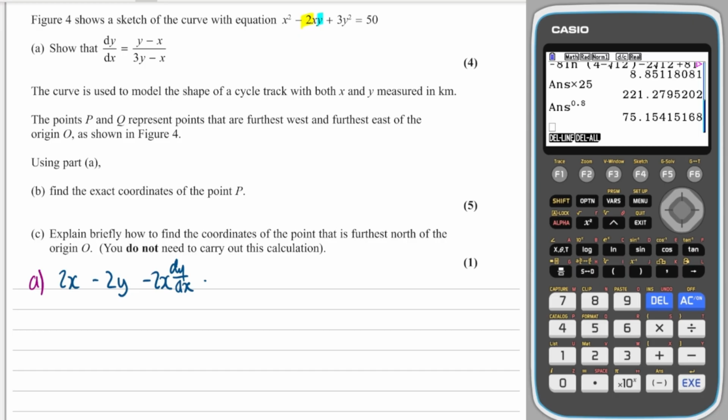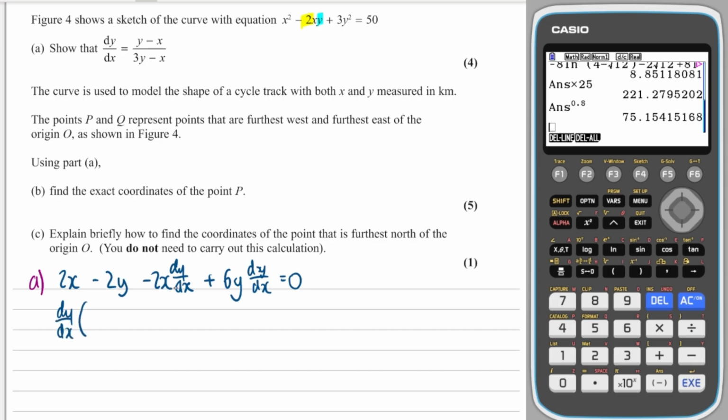And when I differentiate this function with respect to y, I get 6y, but because I'm differentiating with respect to x, I need to multiply it by dy by dx. And that equals 0. I will pick up all of the non-dy by dx terms, move them to the other side, and I'll also factorise out a dy by dx of what's left.